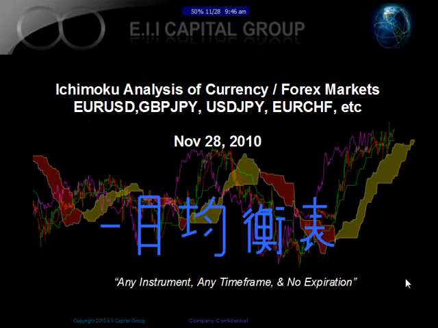Well, this is Manish Patel from the EII Capital Group. Today is November 28, 2010. This is a weekly Ichimoku analysis for the currency markets.